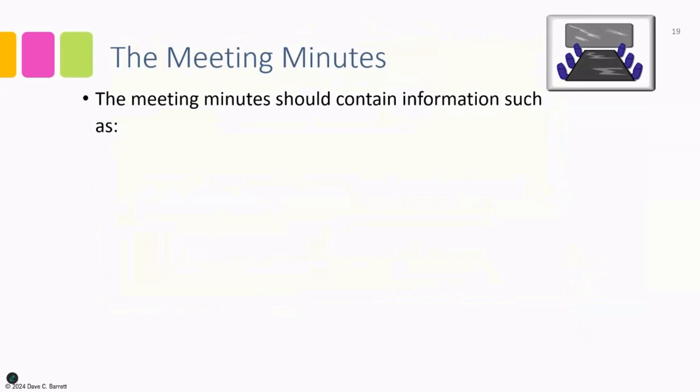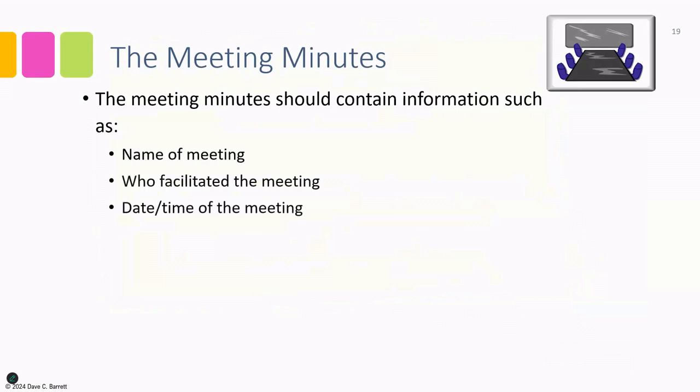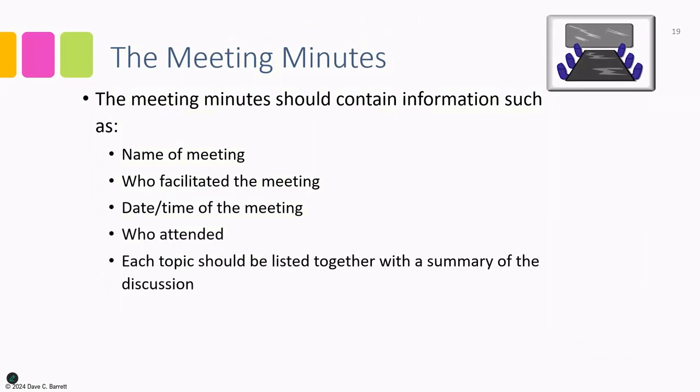Okay, so the meeting minutes, which is the document containing a summary of the meeting, contains the following: the name of the meeting, who facilitated, who led the meeting, the date, time, who attended from those who were invited, and each topic should be listed together with a summary of the discussion. Now, it doesn't need to be a complete transcript. This is not the court transcript writer. It's a summary, distilling down what was discussed as well as key decisions. It should also include a list of action items arising from the meeting.